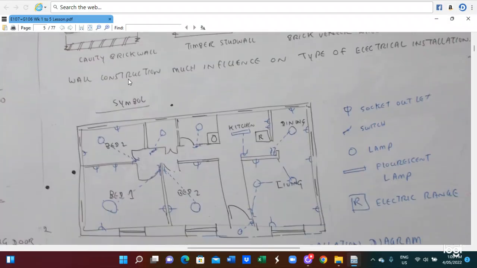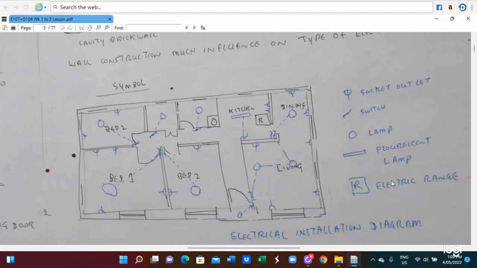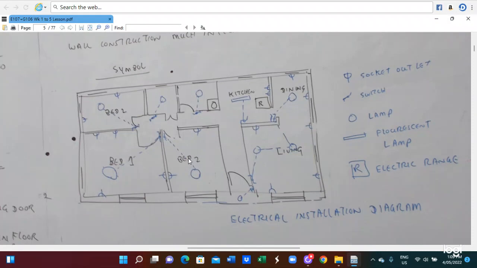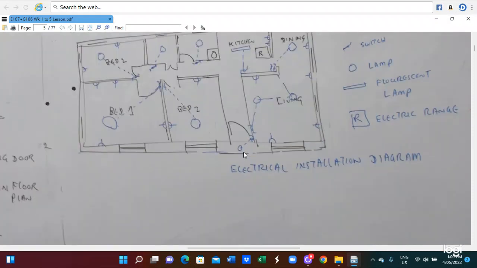Then you also have to utilize a schedule. This shows the location of the electrical light, electrical switch, electric range, fluorescent light, and socket outlet. Their locations are shown. So the electrical installation diagrams are on the floor plan overview.